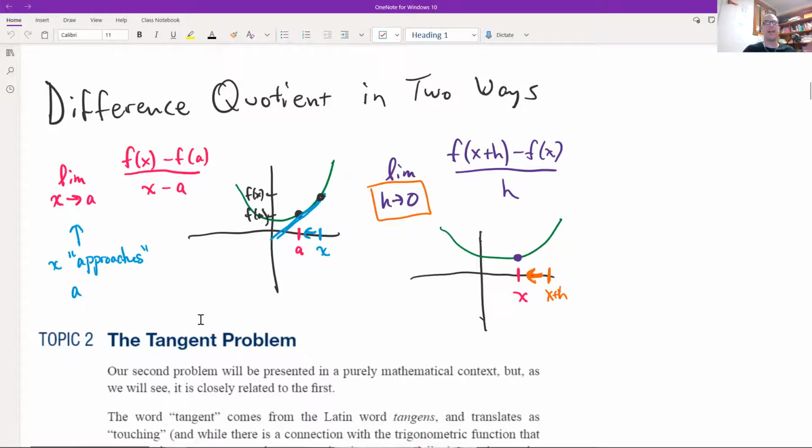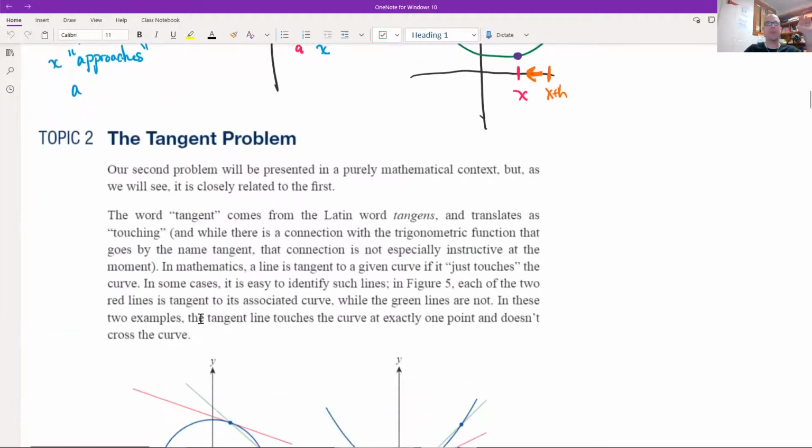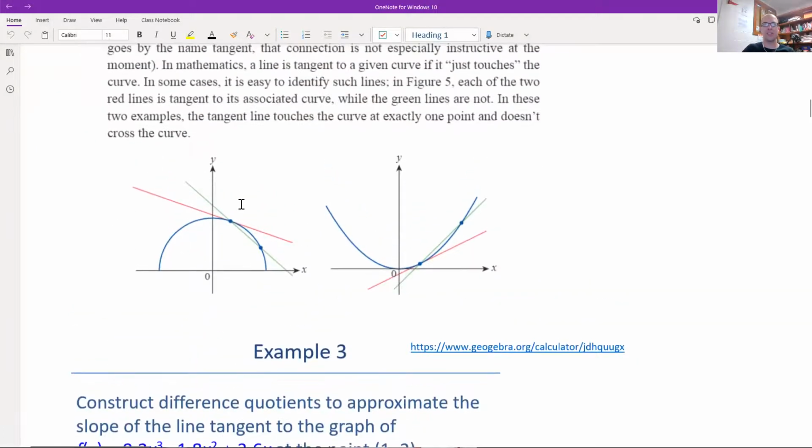Cool. All right, so now we're moving on to topic number 2, the tangent problem. And this is, without context, we're just in math context. Tangent just means you're touching the curve at one point. So you can be tangent to a semicircle, you can be tangent to a parabola. In both cases, the red lines are tangent lines, the green lines are secant lines.